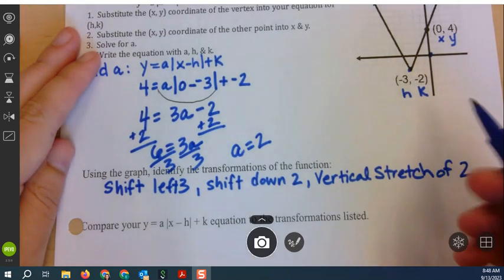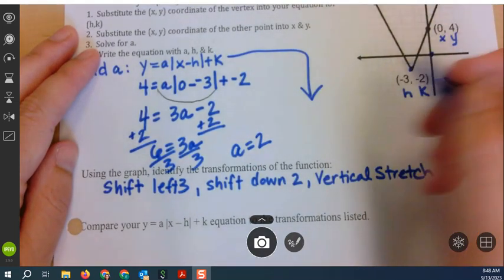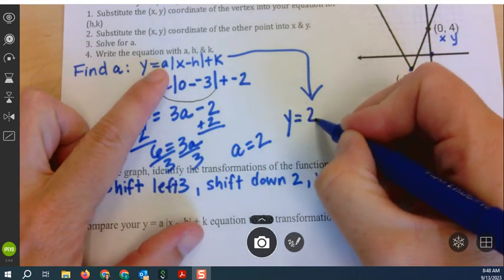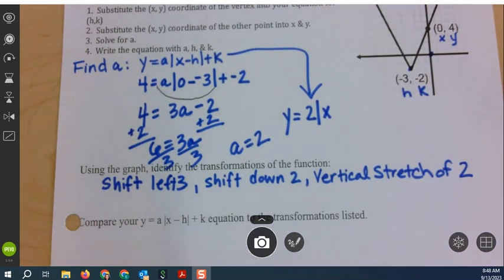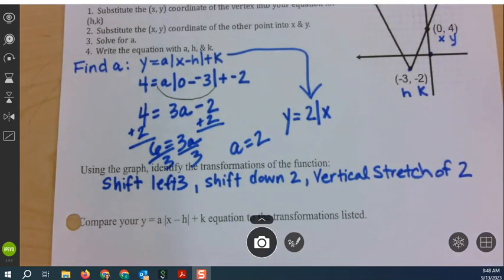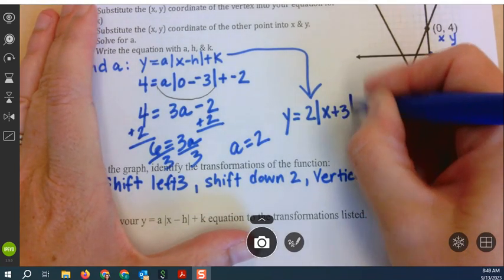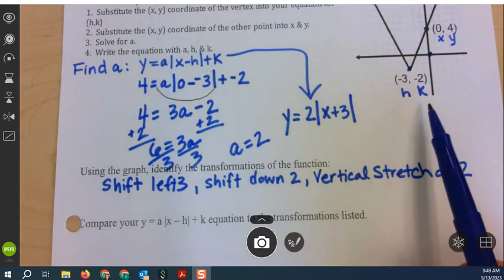All right, so when we're looking at this, we have to now write our equation. We're going to be using this same format, but we're going to put some numbers in. Y stays Y. A, we just found out, is 2. X stays X. Now, it's supposed to be minus H, and H is -3. So instead of minus -3, I could write what? Plus 3, good. And then it says plus K. Instead of plus -2, I could write minus 2.